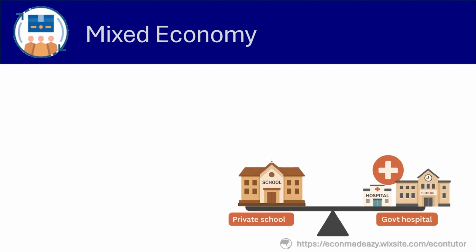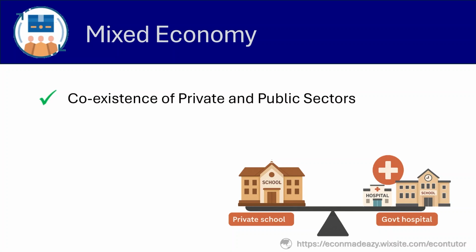In a mixed economy, private businesses and the government work side by side. Private firms produce most goods and services, but the government steps in where needed, whether it's healthcare, education, or regulating big industries to protect the public interest. Let's look at some of the key features that define this system. First, there is a coexistence of public and private sectors. You might see a private school on one street and a government school on the next. Both operate in the same system, offering choices to the public.